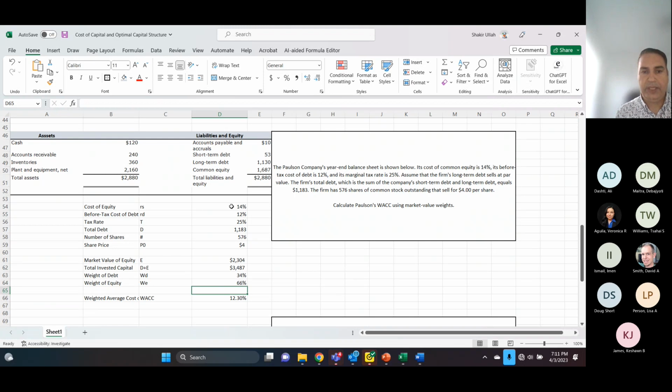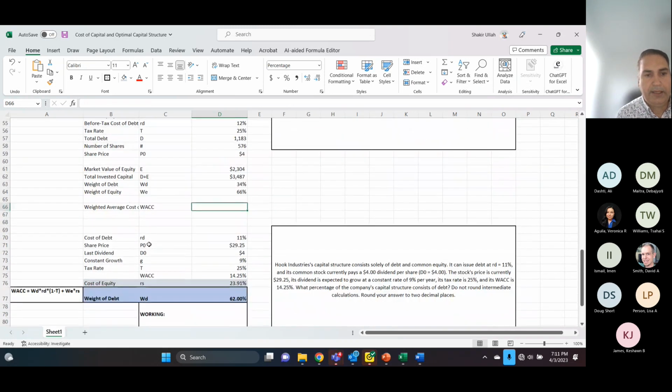Now it's easy to find WACC. We have all the data. We have RS, we have RD, we have the tax rate, we have the weight of debt and weight of equity. All the things are known, so we can now use that information to find the cost of capital.